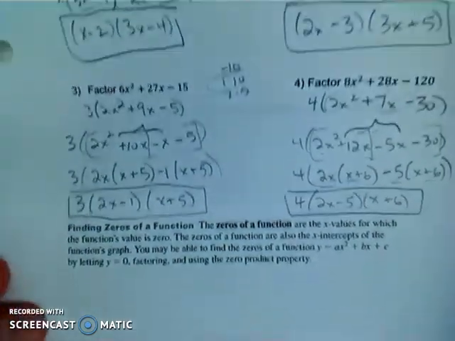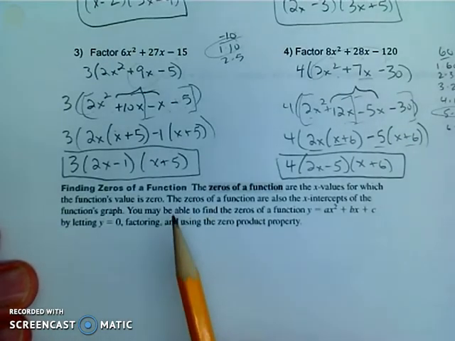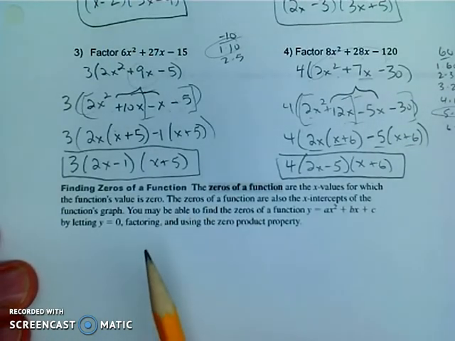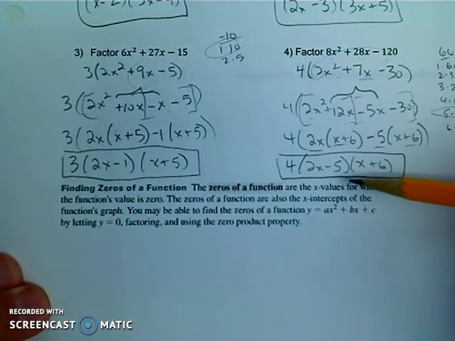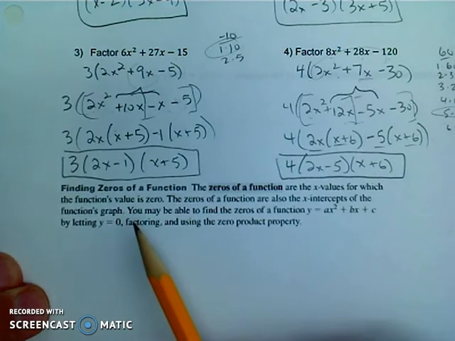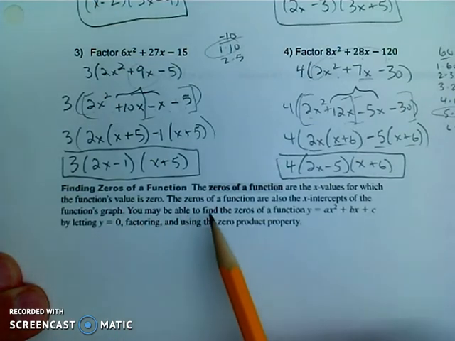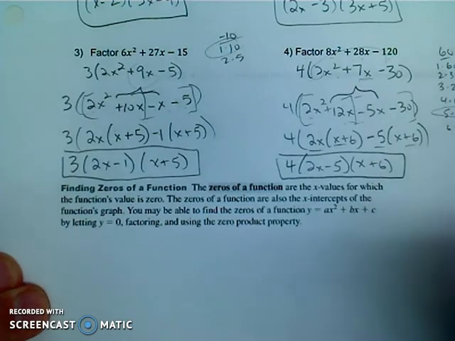Some new vocabulary. Zeros of a function. Last time we looked at the zero product property. If I multiply two factors together, my product is 0. It tells me at least one of those factors is 0. So when we refer to zeros of a function, we're talking about the x values that make the function's value equal to 0. So the zeros of a function are the same as the x-intercepts of the graph. So to find the zeros, we use the zero product property. Let's look at an example.